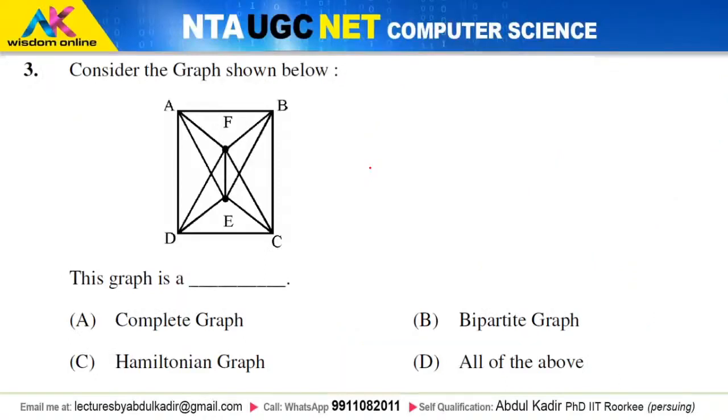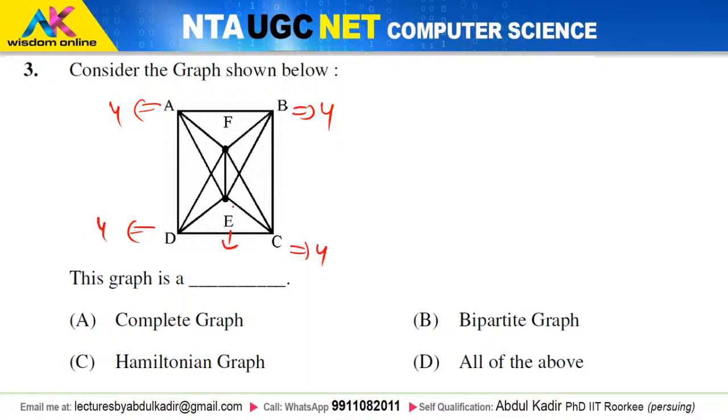Consider the graph shown below. So let's see what this graph is. This is a complicated graph they have given. So what is the degree of this node? The degree of this node is 4. The degree of this node is 4, the degree of this node is 4, and the degree of this vertex is 4.